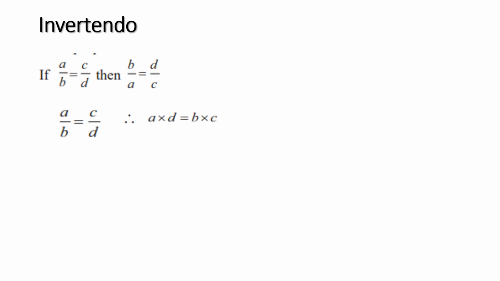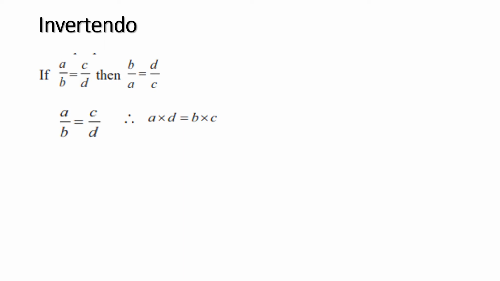The first property here is invertendo. If A upon B is equal to C upon D, then B upon A is equal to D upon C. It means that here the word then is there, to the left side of then and to the right side of then. Consider the left side of then, that is A upon B is equal to C upon D. Using operations here, we have to show that B upon A is equal to D upon C. So just cross multiply.